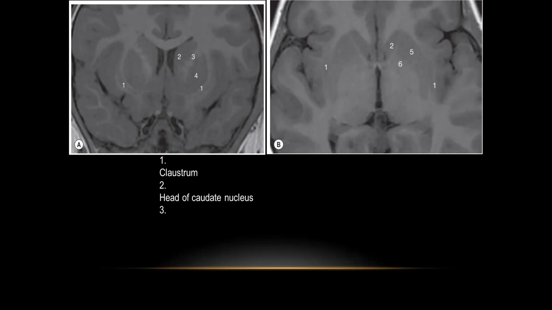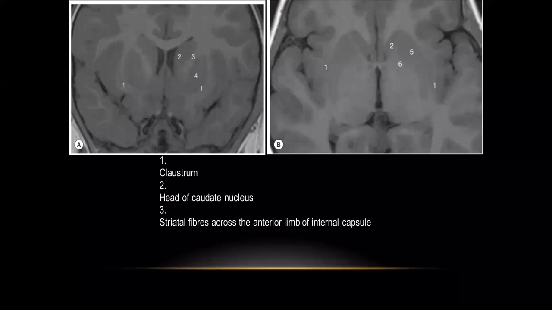Anterior limb of the internal capsule, left side. Anterior limb of the internal capsule of the left. Internal capsule, excellent. And containing the fibers which cross between the head of the caudate and the belly of the lentiform.